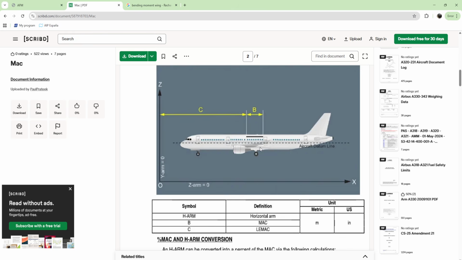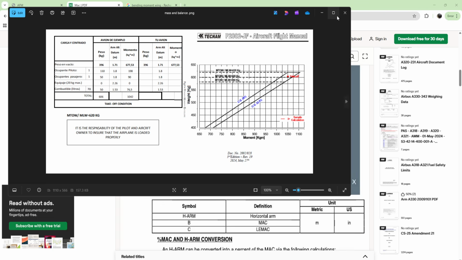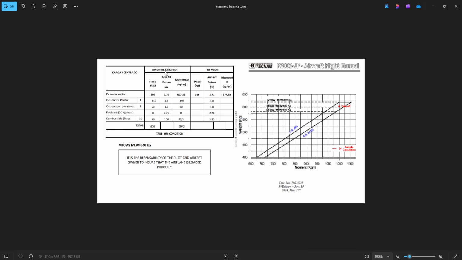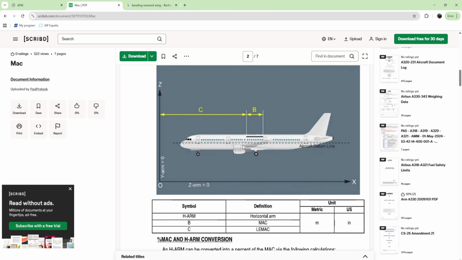We need, first of all, to know that we have something we call arm, or distance. Distance from what? We have virtual points that we make in the airplane to take as a reference. On aircraft, we call it the datum line.